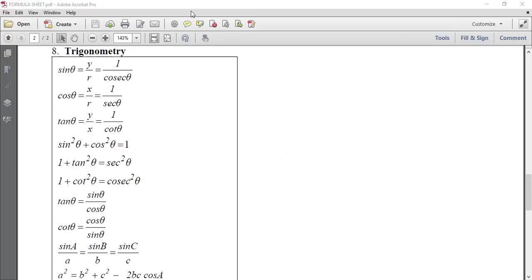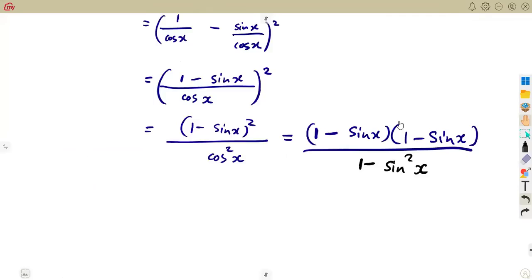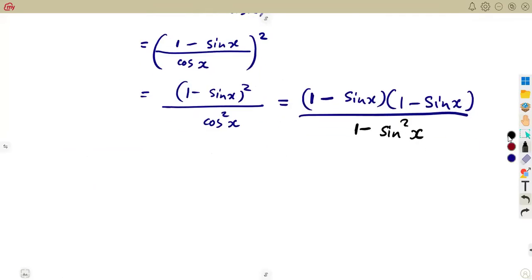Know your identities and how to apply this. It is very, very important. So we saw that this will be what? 1 minus sine squared x from our Pythagorean identity that we have there.